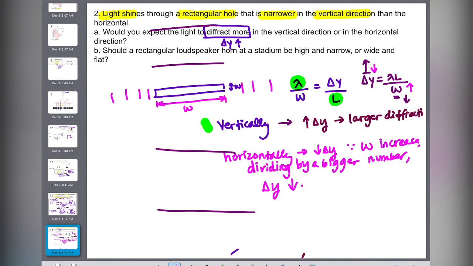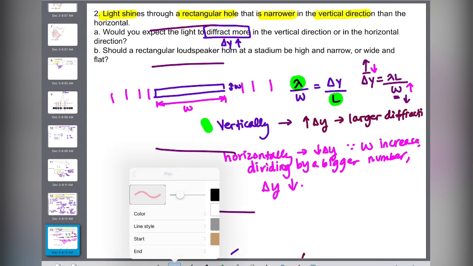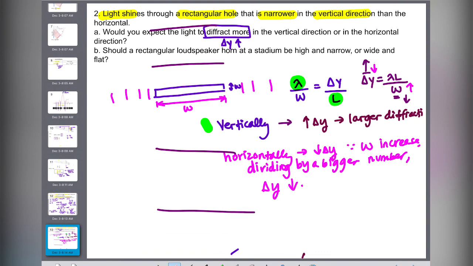All right, B. Should a rectangular loudspeaker at a stadium be high and narrow or wide and flat? If I'm setting up sound waves, it's still a wave. For a stadium, I have the seats here, I have to go all the way. I would like to be able to reach my sound horizontally this way. My speaker should be mounted this way so that I would have a bigger diffraction across horizontally.